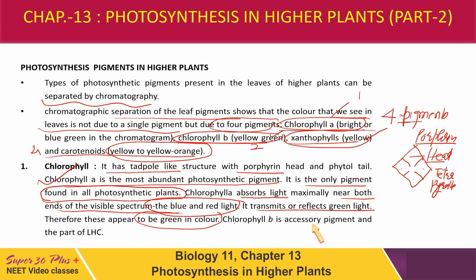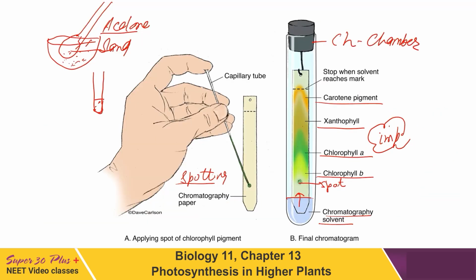And chlorophyll B is an accessory pigment of the light harvesting complex. Anyway, we were discussing this chlorophyll. This is the head, and here we have a tail. This tail is known as phytol, and the overall structure of chlorophyll A is tadpole-like. Is it clear? This chromatography I told you, it is fascinating. In our school days, you can remember this practical, such a colorful strip that one has to paste in practical records.